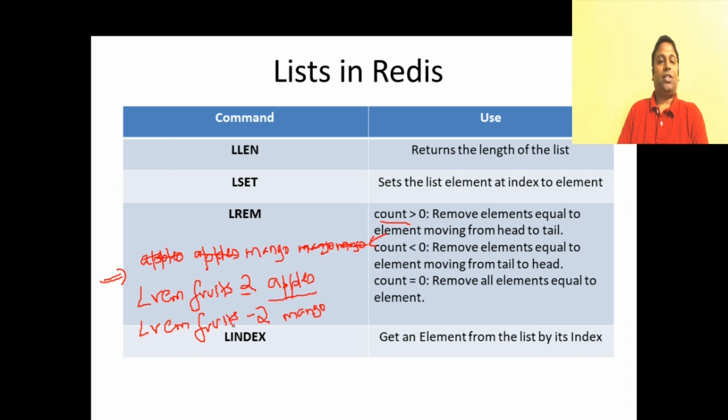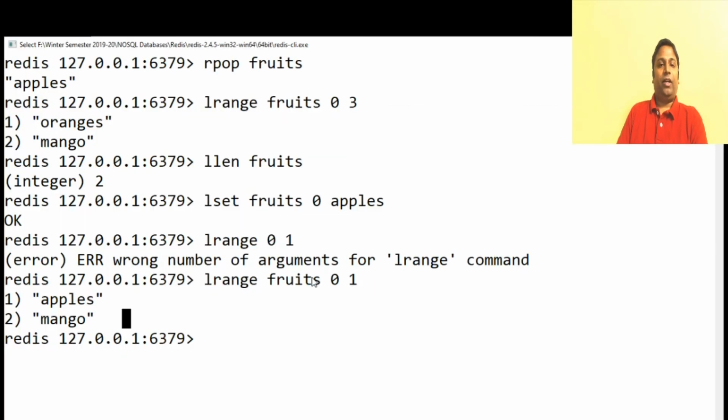Suppose LREM fruits, and then here the count is 0 and then I say mango. So what it's going to do is remove all the mangoes from my list. It's not going to worry about the front or the back. It's going to remove all the elements that match the element mango. Okay, let's go and take a demo of this.